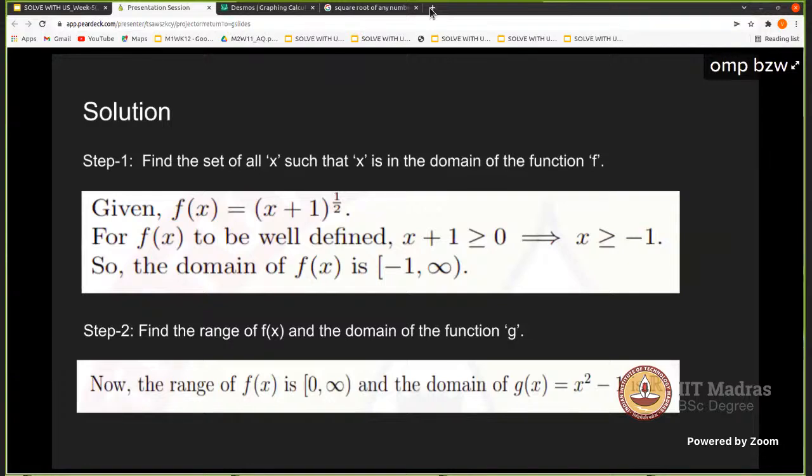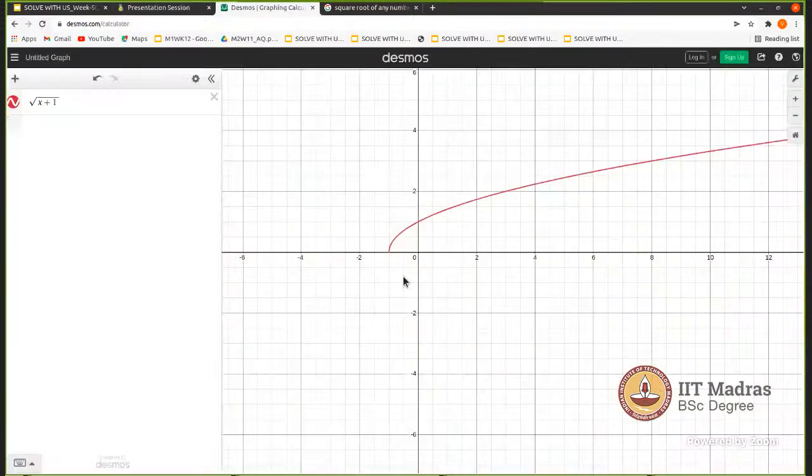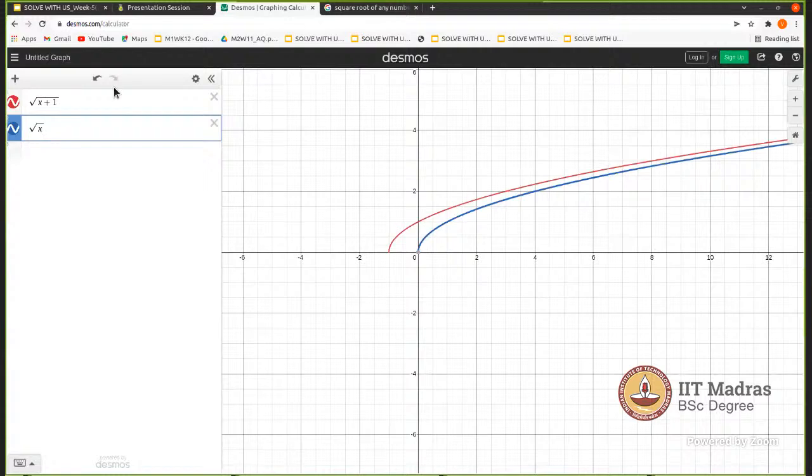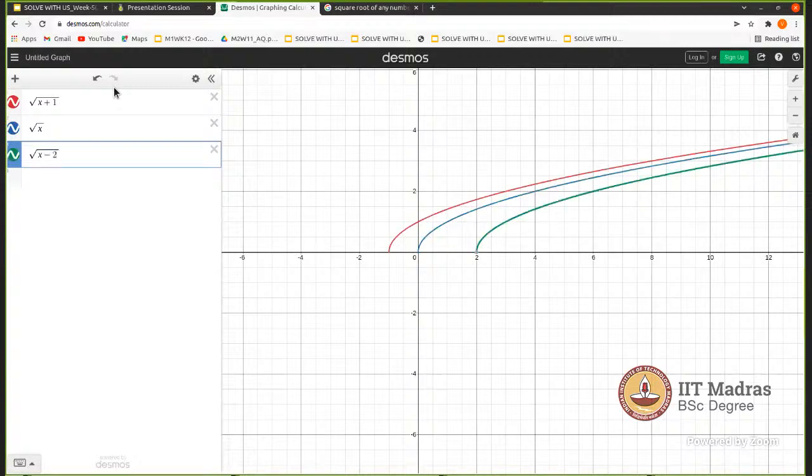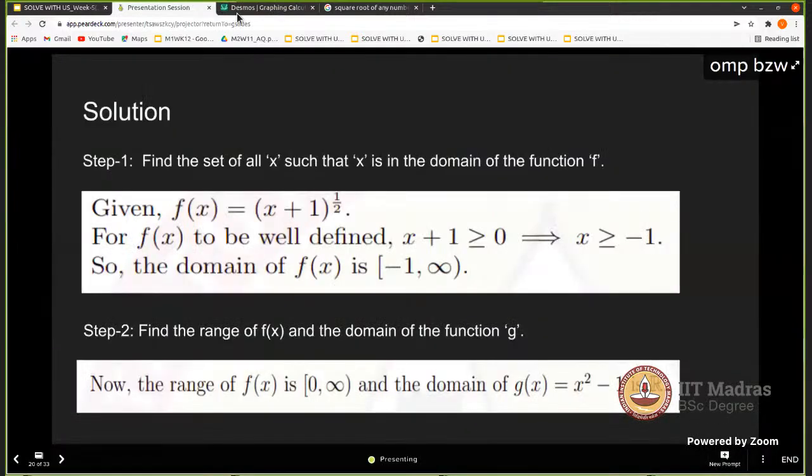From there you will get it. So just draw the graph. Try to compute the graph. Square root functions will always be like this. And you can give me anything: square root of x minus 2 will be like this. So a square root function will always be like this, got it? Okay. So from there you will compute the range.